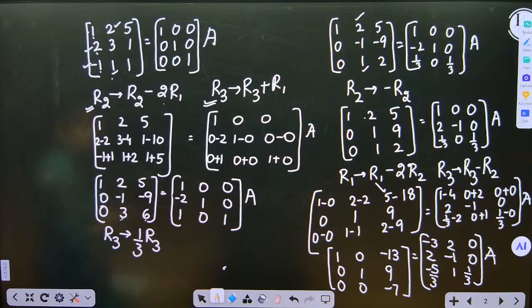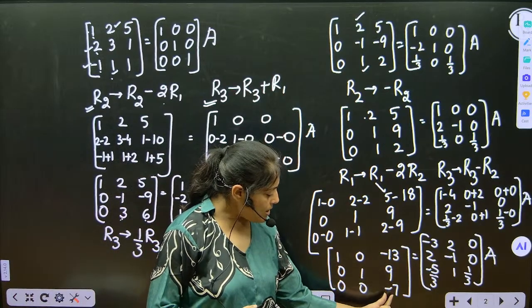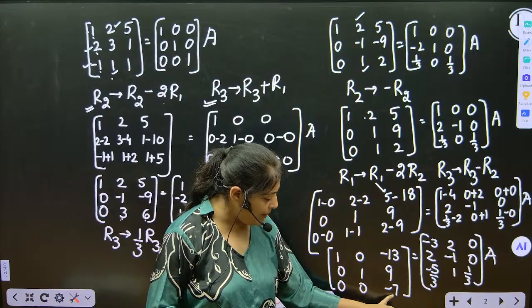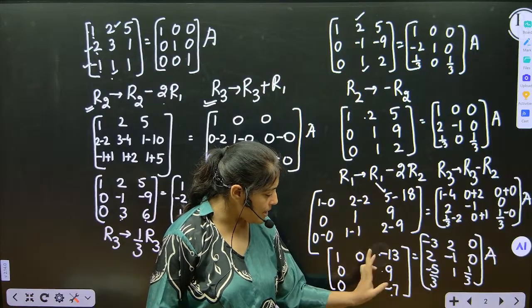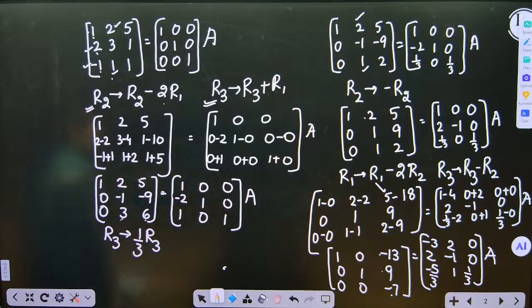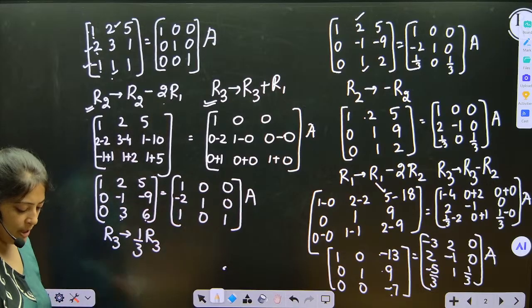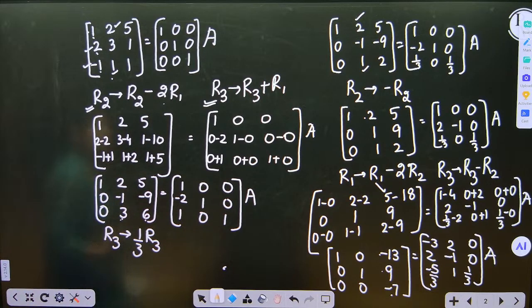Note till here. I'll give you time. Now see, what we have to do is make this element 1, others 0. Okay, this is my main aim. So accordingly, I'll use the transformation. Note it. Then I'll explain, and I'll explain once more.